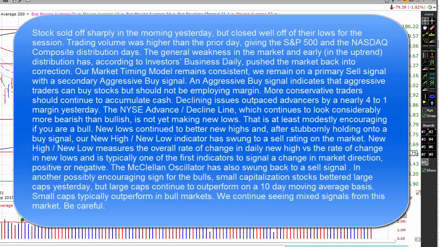New high, new low measures the overall rate of change in the daily new highs versus the rate of change in the new lows, and is typically one of the first indicators to signal a change in the market direction, positive or negative. The McClellan oscillators also swung back to a sell signal yesterday. And another possible sign that the bulls are not dead: small capitalization stocks bettered large caps yesterday, but large caps continue to outperform on a 10-day moving average basis. Small caps typically outperform in bull markets. We continue seeing mixed signals from this market.